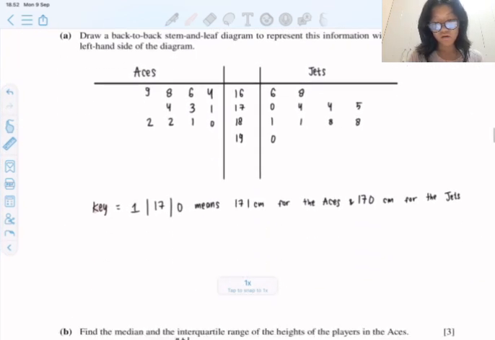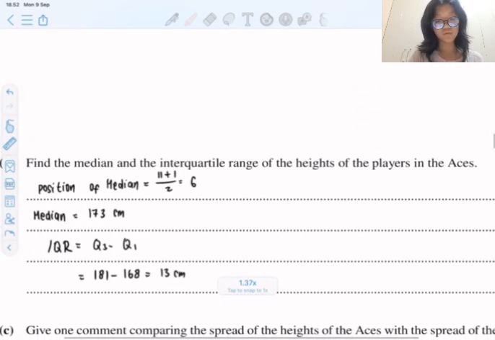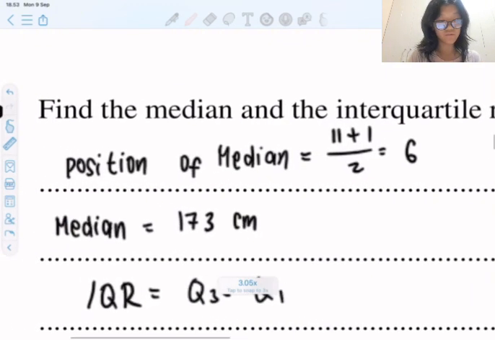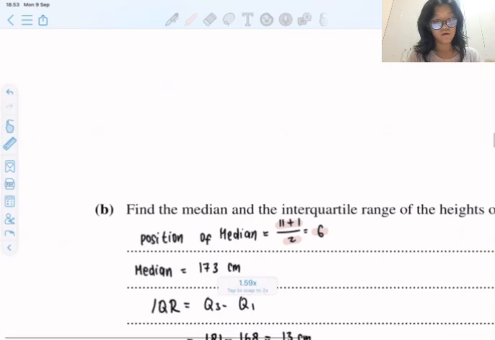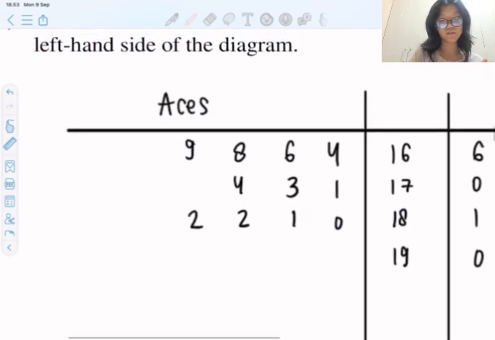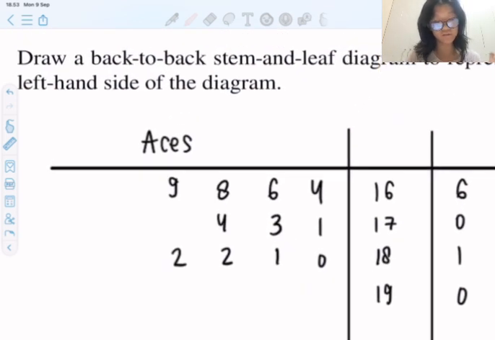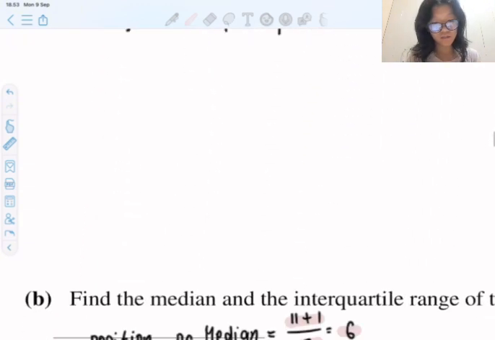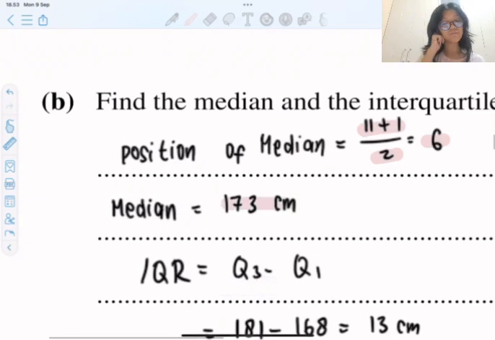Next, B. Find the median and the interquartile range of the heights of the players in the Aces. So we need to find the position of the median, which is 11 plus 1 over 2 equals 6. So the 6th number in this back-to-back stem and leaf diagram is 173. So our median is 173 centimeters.